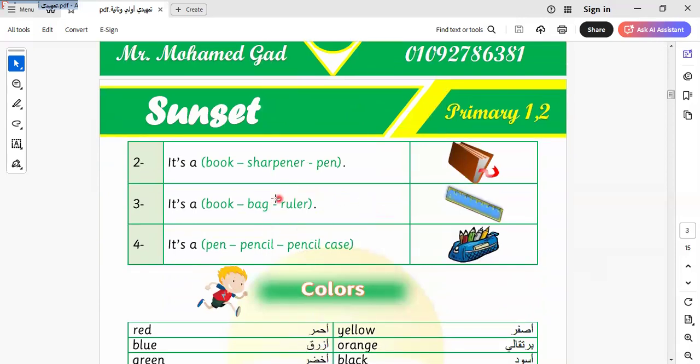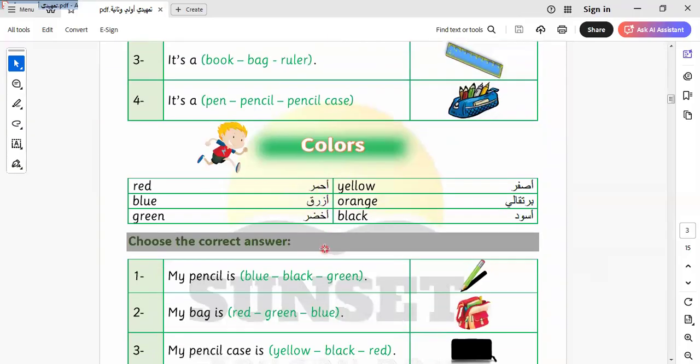Let's go to another one here. What is this? Book. Clever pupils. I'm listening to you saying it is a book. What is this? It's a ruler. Excellent. What is this? It's a pencil case. I think all of us know it.